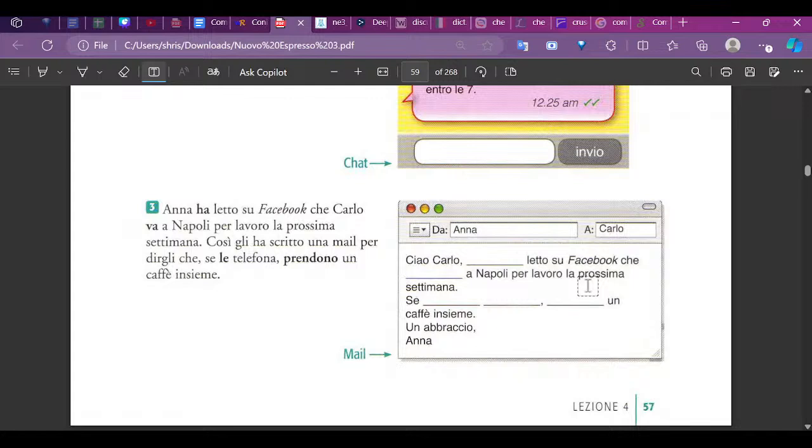And this is an email. Anna ha letto su Facebook che Carlo va a Napoli per lavoro la prossima settimana. Così gli ha scritto una mail per dirgli che, se le telefona, prendono un caffè insieme.